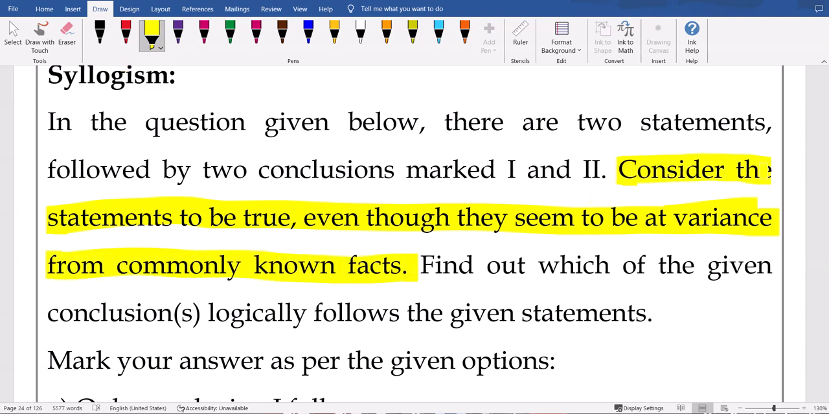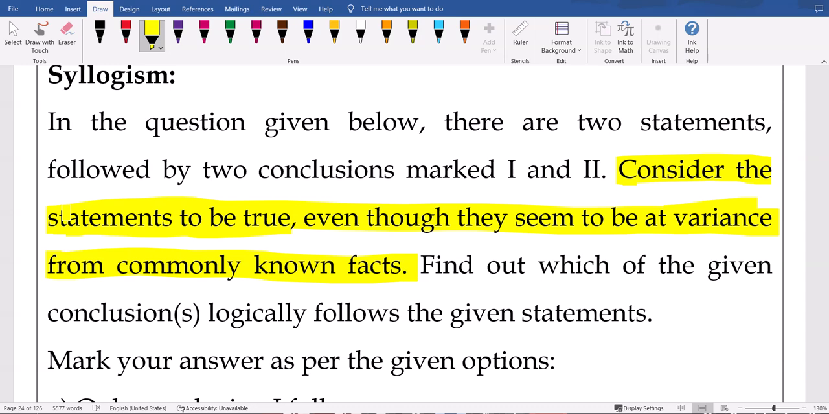Consider the statements to be true even though they vary from common facts. Guys, your common facts are not required; whatever statement is given, you should consider as true. In questions they will say all green is blue. We know green is not equal to blue, but if the question mentions all green is blue, you consider that true, even if it varies from the facts.